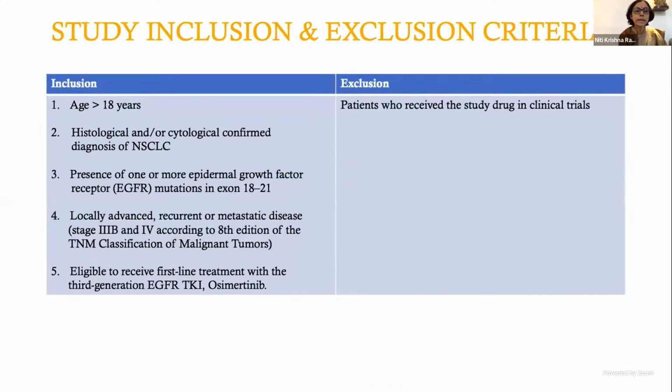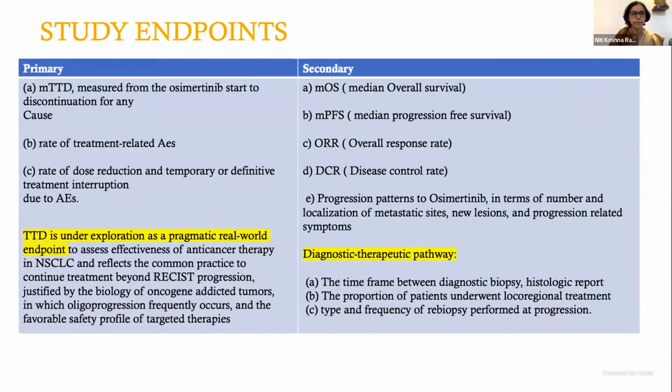And the inclusion criteria was again confirmed NSCLC, who had exon 18 to 21. So it included all sensitizing and non-sensitizing mutations as well, with stage 3B and above, as per the AJCC 8 staging. And all these patients had not received any prior treatment, and first line received osimertinib.